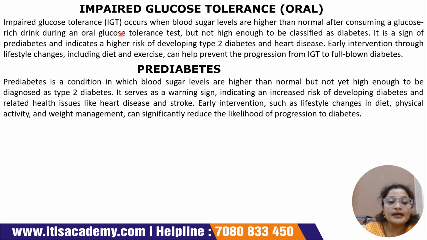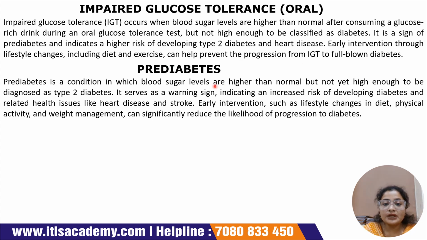Next important condition under this will be impaired glucose tolerance, again abbreviated as IGT. It occurs when blood sugar levels are higher than normal after consuming a glucose-rich drink during an oral glucose tolerance test, but not high enough to be classified as diabetes. It is a sign of pre-diabetes and indicates a higher risk of developing type 2 diabetes and heart disease. Early intervention through lifestyle changes, including diet and exercise, can help prevent the progression from IGT to full-blown diabetes.